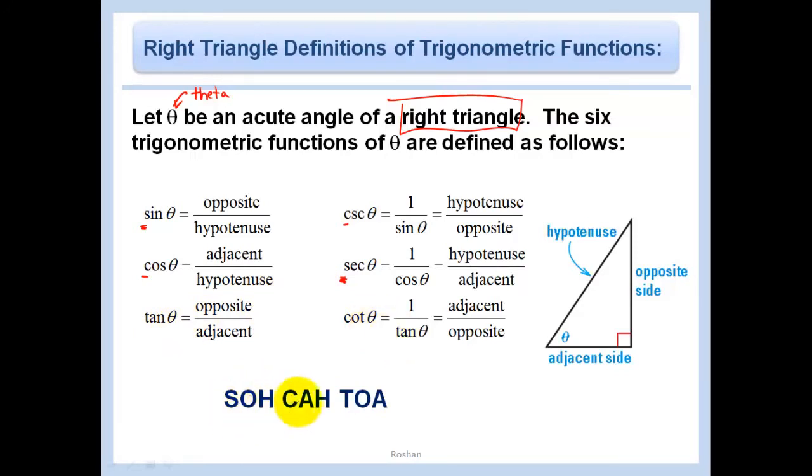Some of you may have heard SOHCAHTOA. SOHCAHTOA is a way to remember that sine is opposite over hypotenuse. Cosine is adjacent over hypotenuse. And tangent is opposite over adjacent. So that's SOHCAHTOA. It's a way to remember sine, cosine, tangent.